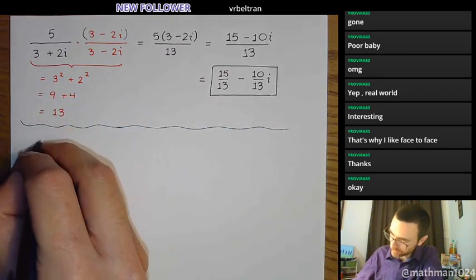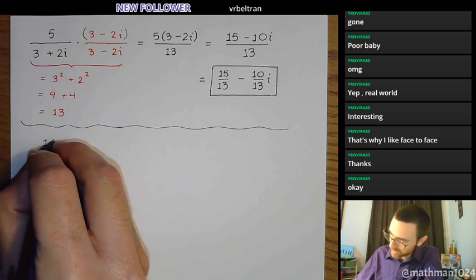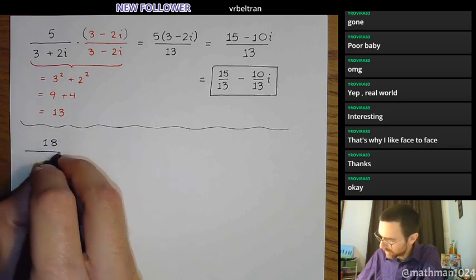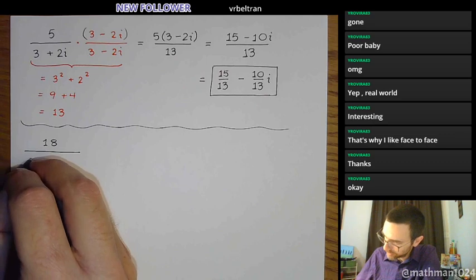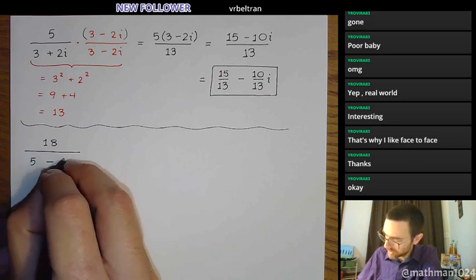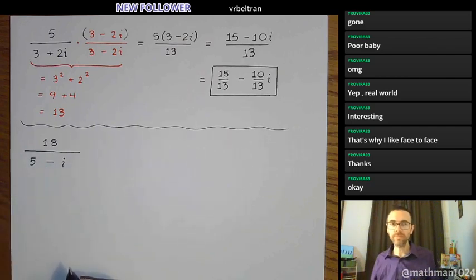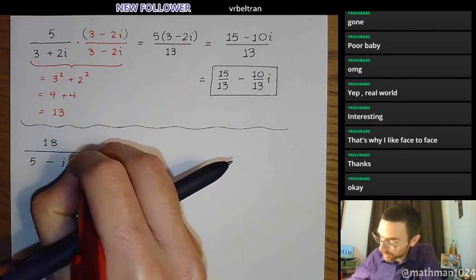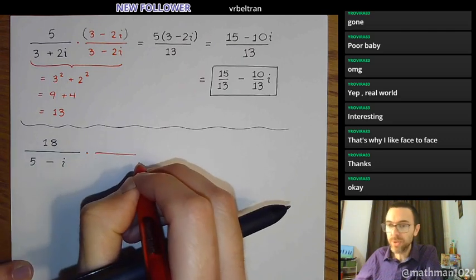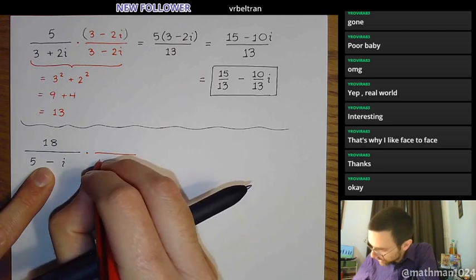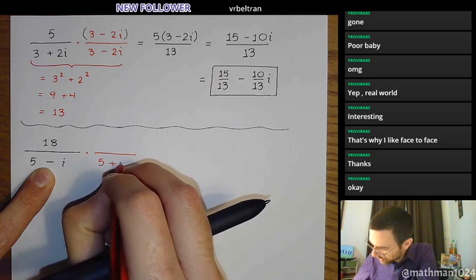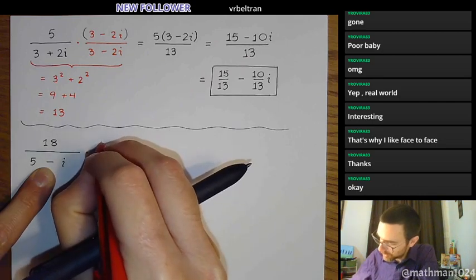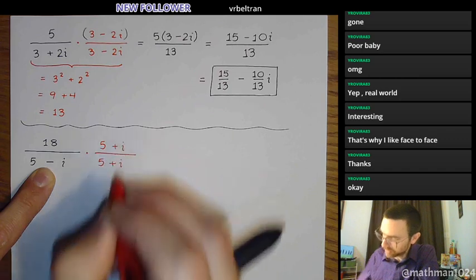If I have 18 over, let's do 5 minus i. In order for me to rewrite this so that I don't have imaginary pieces in the denominator, I have to use something that's imaginary, which is going to be the conjugate of the denominator. So I'll multiply times 5 plus i in both the denominator and the numerator, like that.